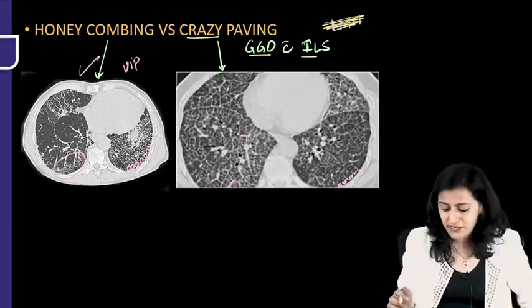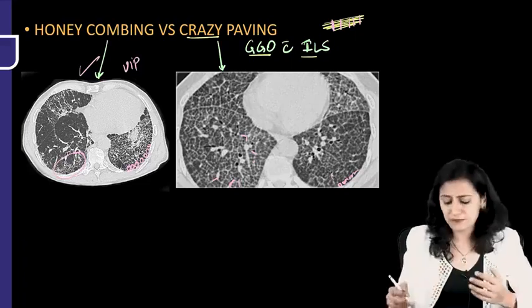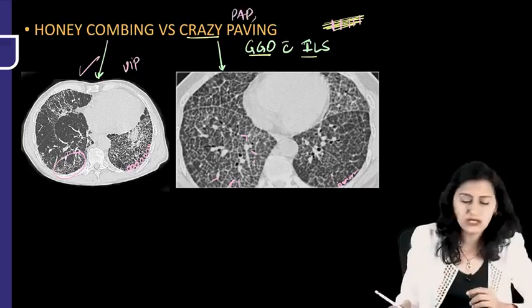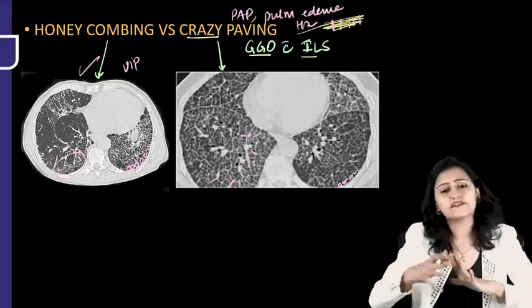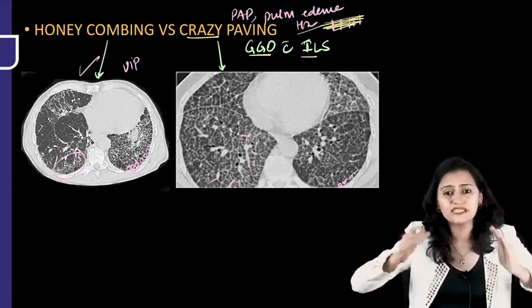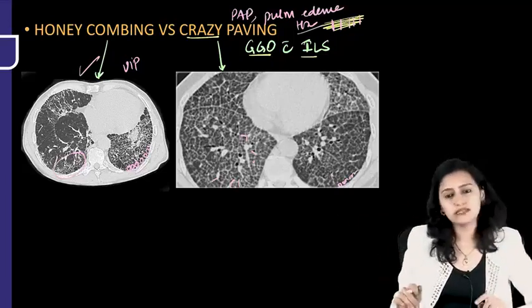This is crazy paving. Where do you see crazy paving? Multiple causes like pulmonary alveolar proteinosis. It can be seen in pulmonary edema also, pulmonary hemorrhage also, which can cause the ground glass opacity with the interlobular septal thickening.